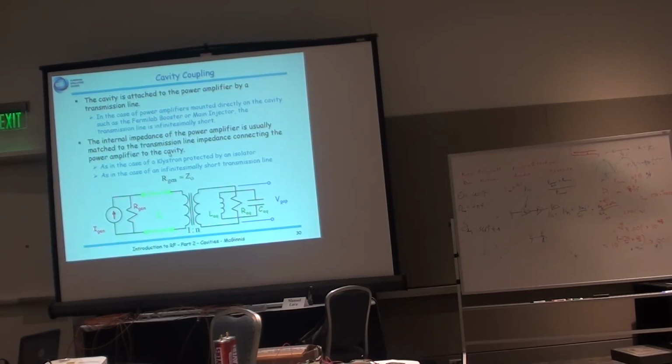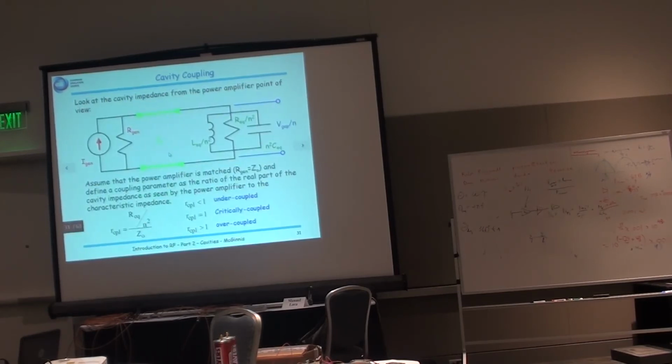Right? So we can actually think of our model from the power amplifier point of view, which is the world we're going to want to live in. We basically have our power amplifier, we have a transmission line, the cavity coupler. So now we've added another piece into the puzzle. From the power amplifier point of view, you can see here's our transmission line, and then everybody gets shifted down by 1 over n squared, except the capacitance goes up by n squared, and the voltage in the gap goes down by n.